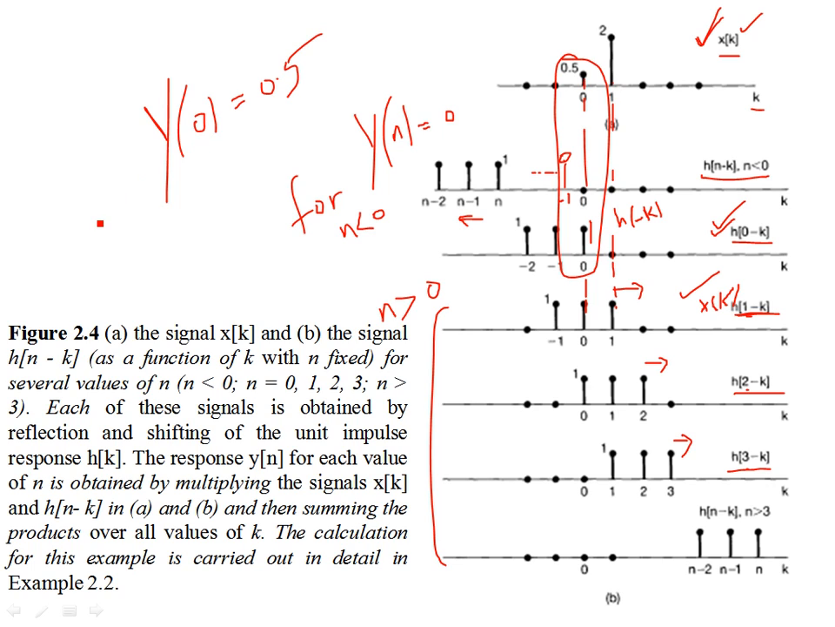Similarly, for y of 1, just look at this graphical representation of the convolution sum, and you can evaluate the output samples at n equal to 0, n equal to 1, n equal to 2, and so on and so forth.